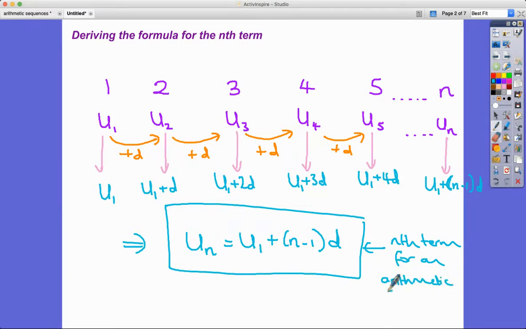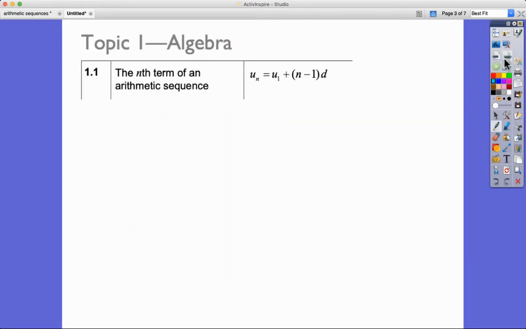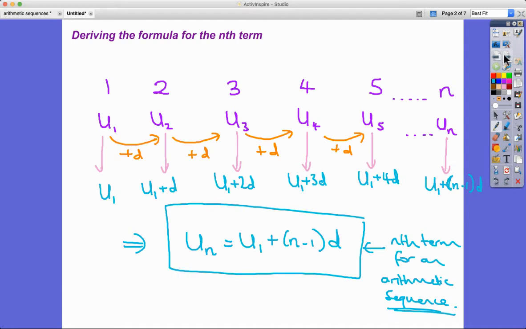Now, it's nice to understand where that's come from. But really, we don't have to remember it because it's actually in the IB formula booklet. So here it is from the formula booklet right there. So you've got that in the exam. But it is useful to actually understand it so that you've got an understanding of it. It makes it easier to unpick questions and answer them.